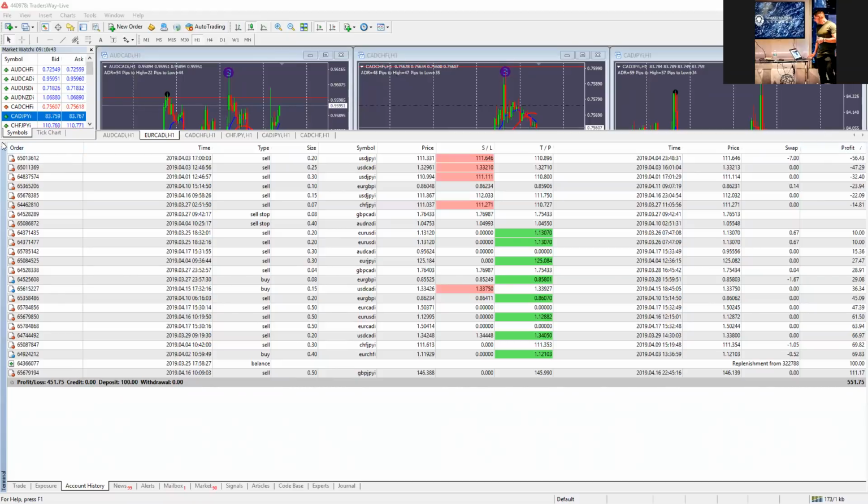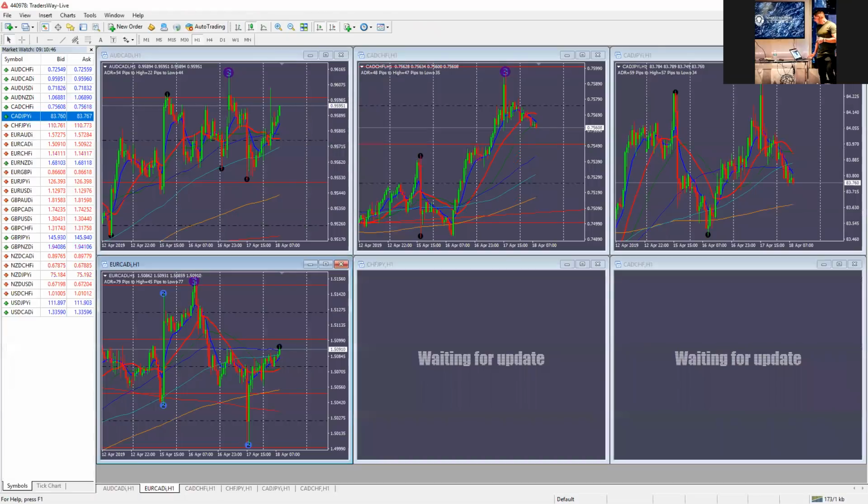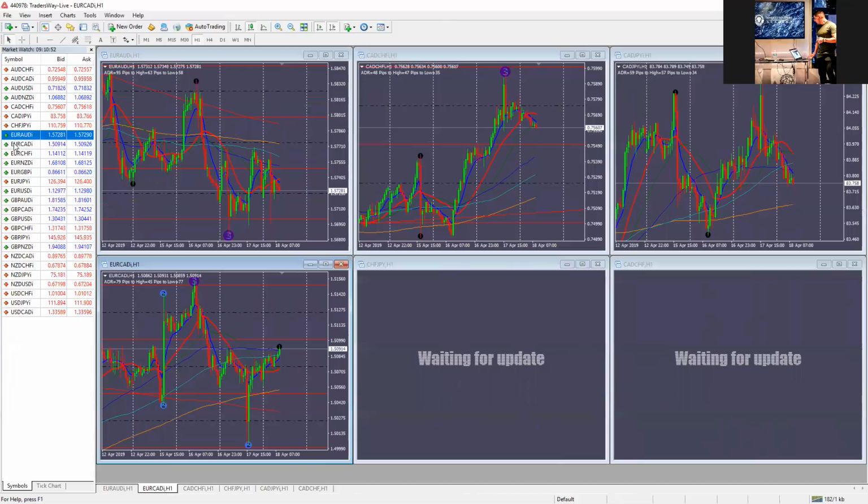But let me remove this. So I mentioned that today we have Euro and GBP news happening. So the main thing that I do is pull up all my Euro pairs.